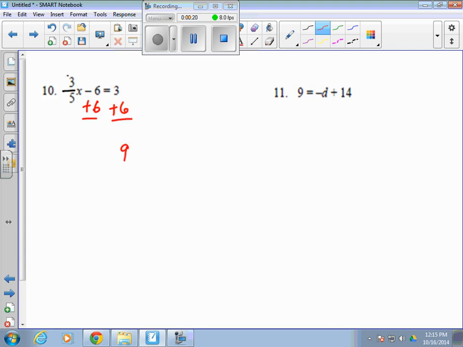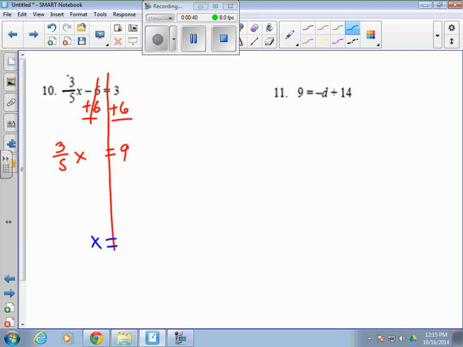3 plus 6 is going to be 9. It's going to cancel this part out. If you have to draw a line, that might help you out. 3 over 5 is right next to x on the left. We still don't have x by itself. We're trying to get x to be isolated all by itself. We don't quite have that. It says 3 over 5 times x. Undo that by dividing by 3 over 5.